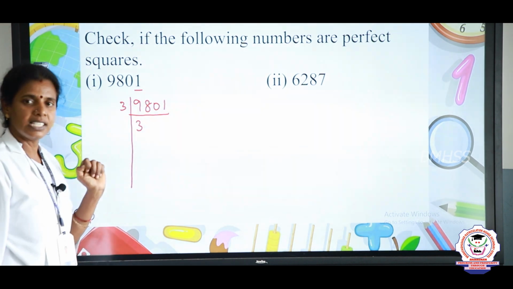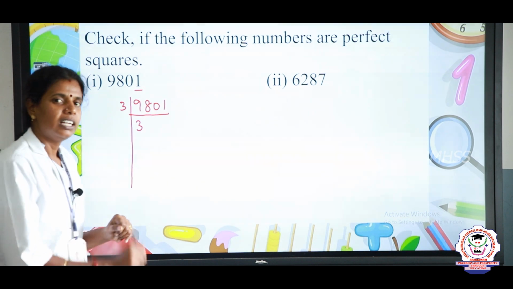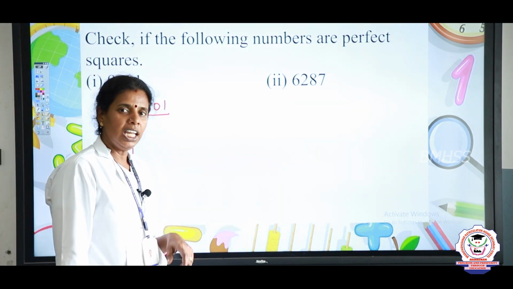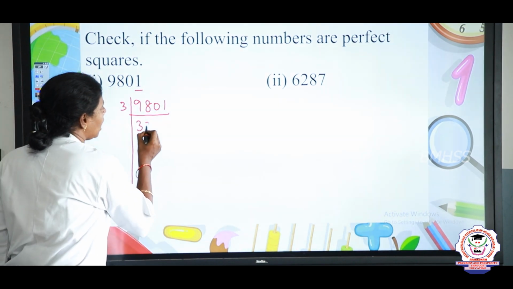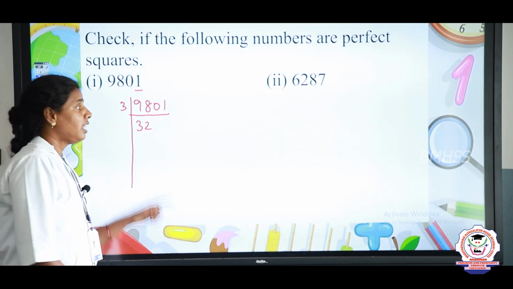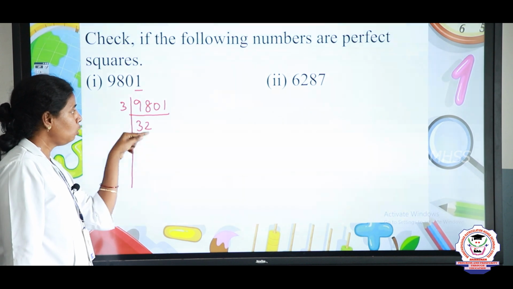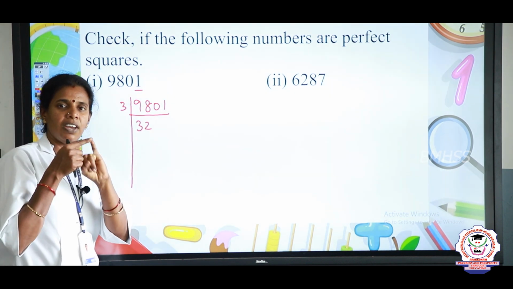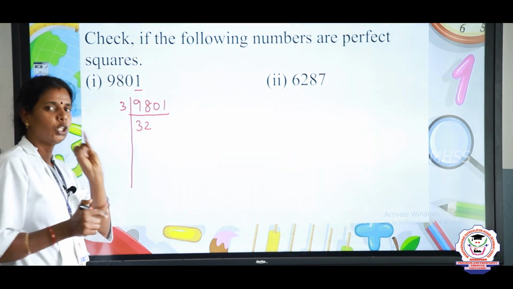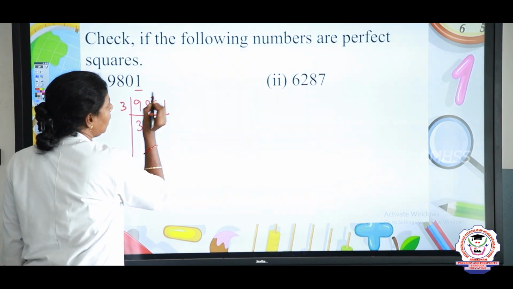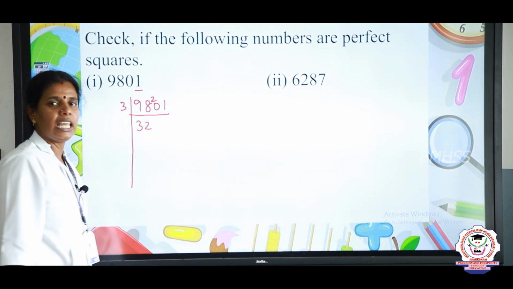The next number is 8. How many times does 3 go into 8? 3 twos are 6. But the number here is 8. So 3 twos are 6, and after 6, 7, 8, the remainder is 2. So 2 will be here, which makes 20.